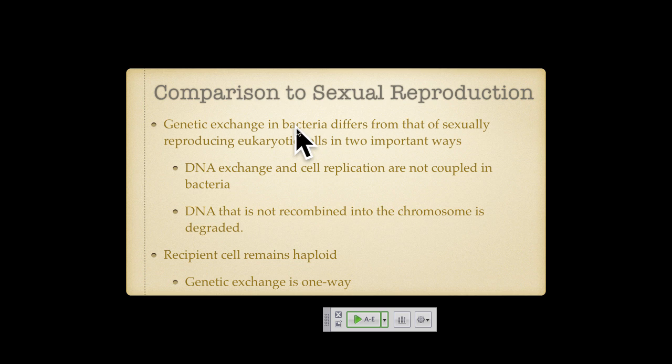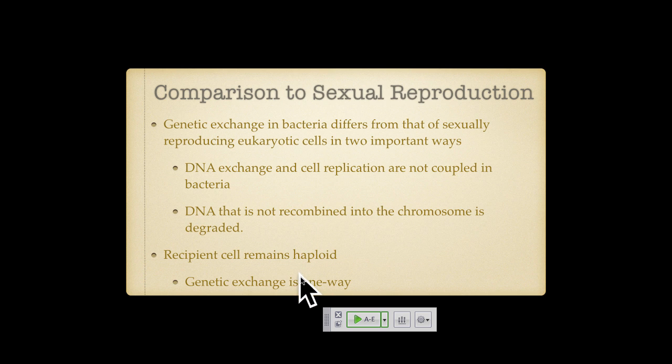Okay. A couple of ways to look at how this compares to reproduction in eukaryotic cells. First of all, DNA exchange and cell replication are not coupled in bacteria. When you have meiosis and mitosis in eukaryotic cells, that is coupled to cell division, and you end up with two cells. You're not going to end up with extra cells at the end of this sexual reproduction for the bacteria. DNA that's not recombined into the chromosomes is degraded.